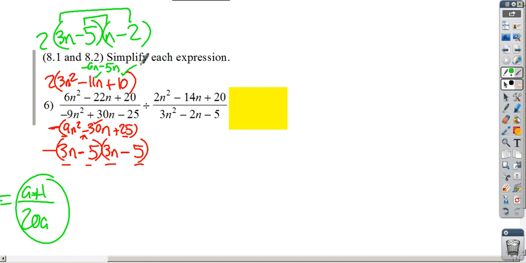Okay, so before we flip this, let's factor the other side. Those all have 2's going into them. So if we divide out the 2 from 14, we get 7. From 20, we get 10. And then same thing here.